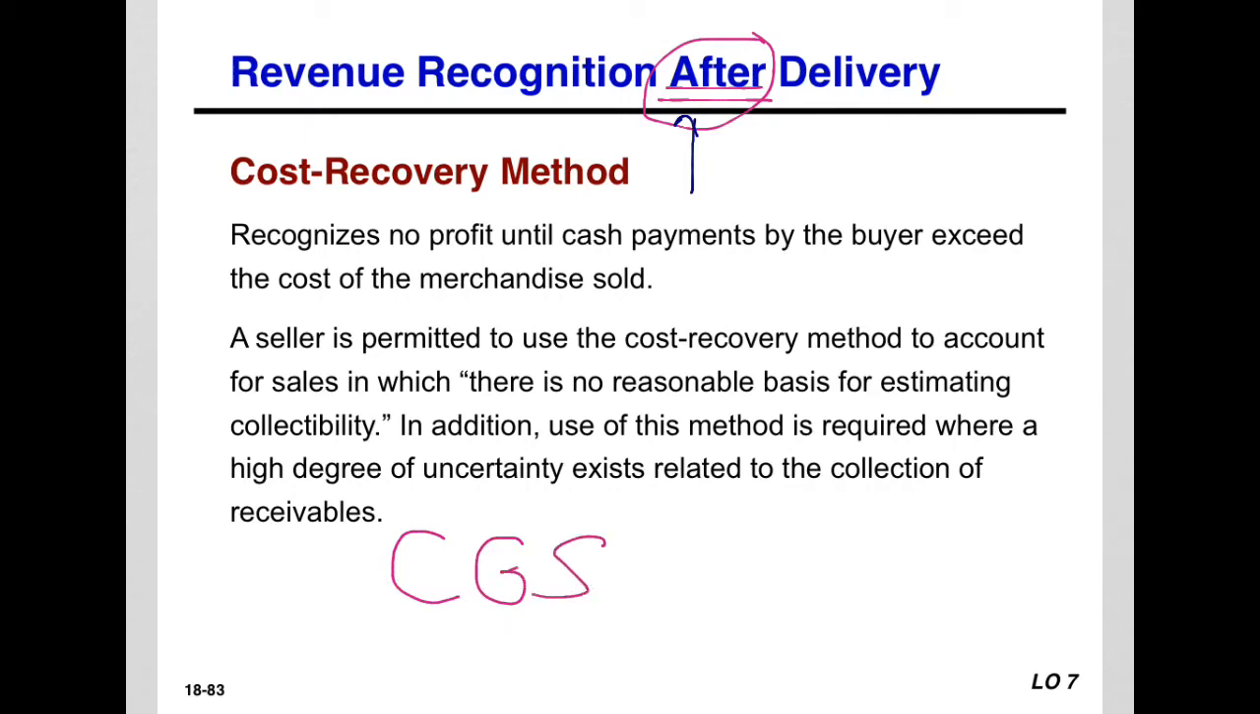You make it. Why does it happen? Well, you don't do it deliberately, but you make a sale, and the next day you find out that the customer is going bankrupt or something like that. So you then begin to say, well, we may not collect even the cost of the sale. We have no idea. So we delay the entire revenue recognition until after we've collected the cost of goods sold. So we have to get back 100% of the cost of goods sold. And after that, we start recognizing the revenue.